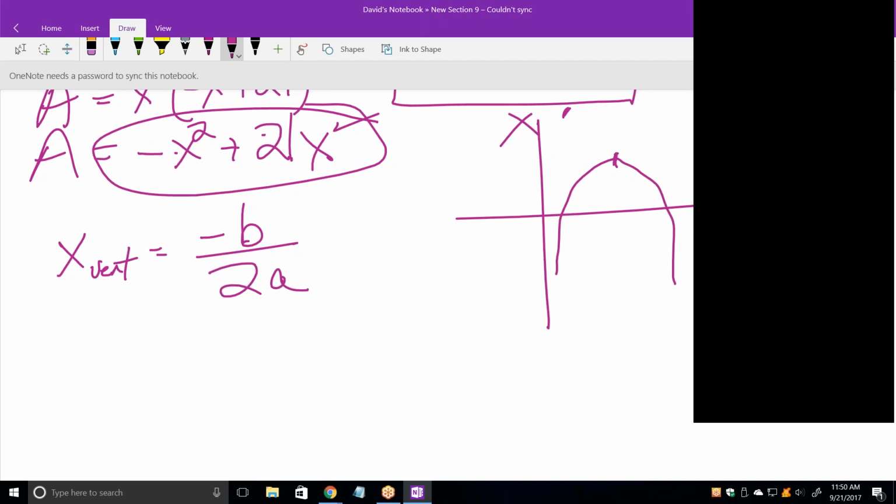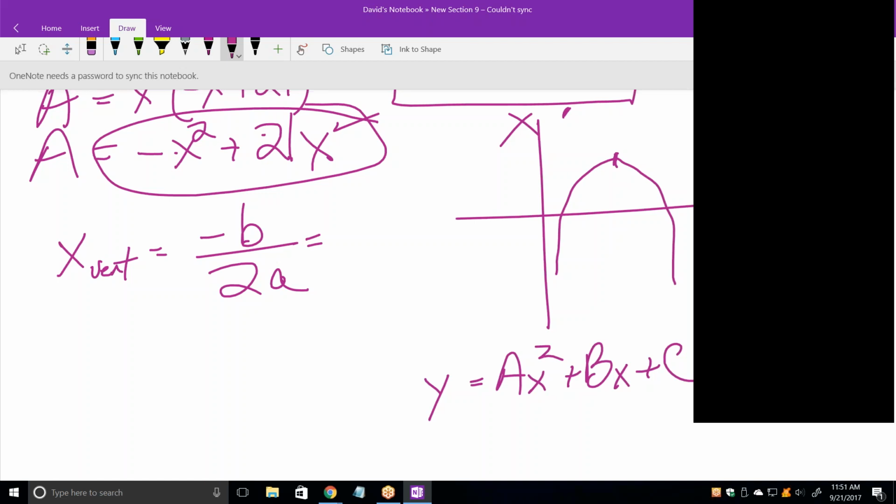Minus b over 2a? What's b here? Here, let me give you a formula in standard format. There it is. So a is the coefficient of the x squared term, b is the coefficient of the x term, and c is the number. Well, there's no number on this one, so we don't have a c, but we don't need it. What's minus b equal to?